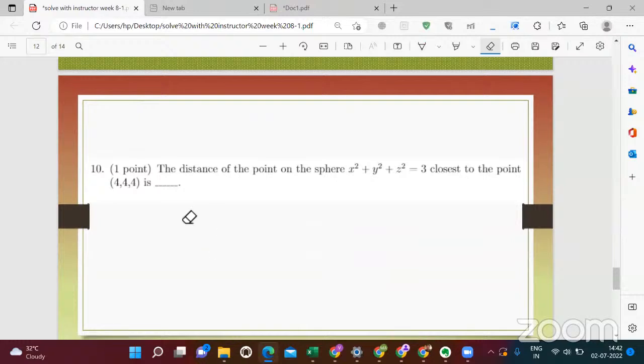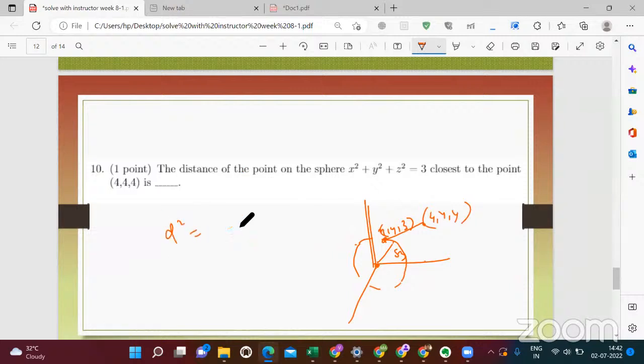Yeah, so calculate this one. The distance of the point on the sphere x square plus y square plus z square closest to the point 4, 4, 4. This is a sphere, like a ball whose radius is √3. There is some point here, 4, 4, 4, for example here. Calculate the minimum distance from the x, y, z point to this 4, 4, 4. Calculate the distance square. This is the optimization problem for you.